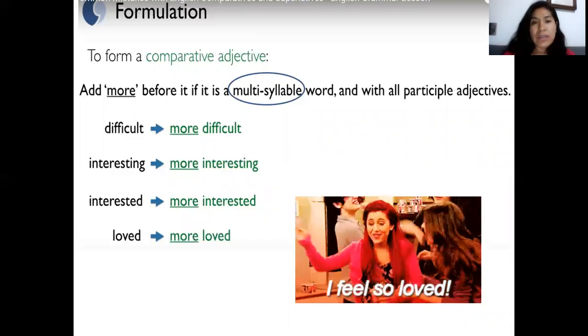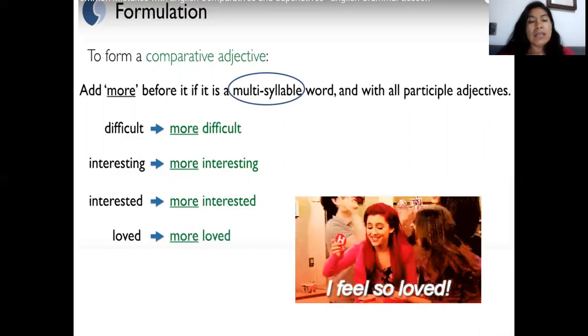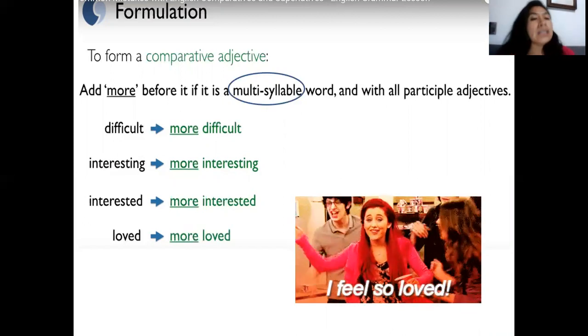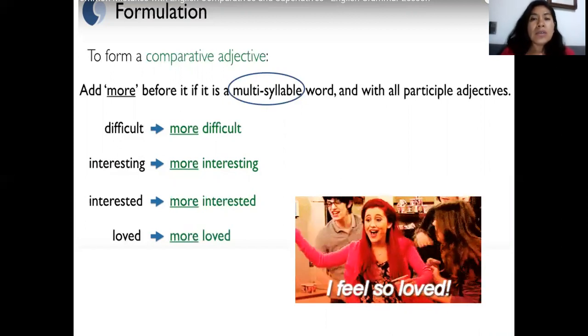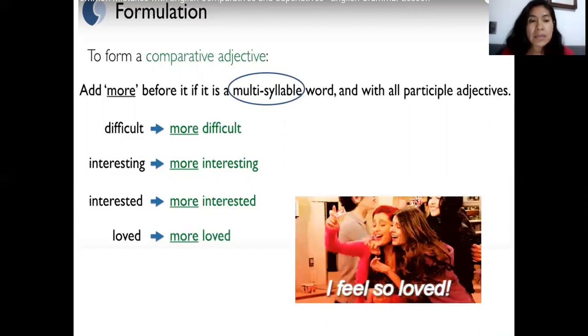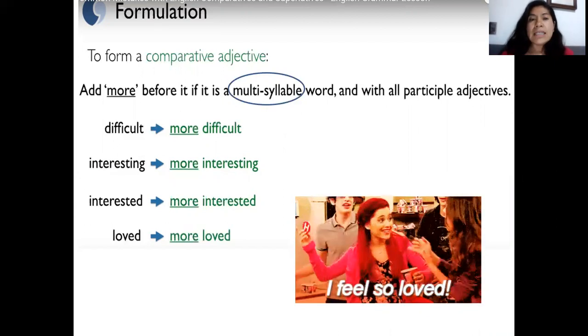But we have some more examples. If we have difficult, it is more difficult. Interesting, more interesting. Interested, more interested. And with some participle adjectives like loved, we say more loved. This is the formula.